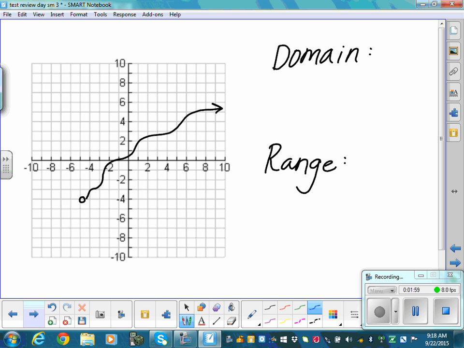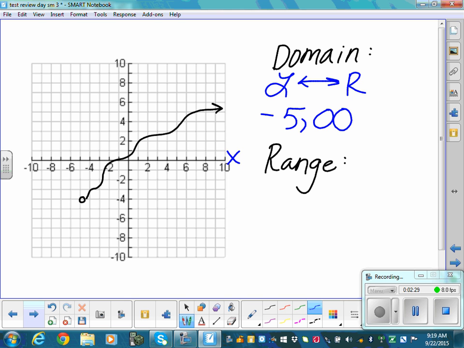Awesome. Domain and range. You will see this on the test, guys. So domain is left and right. We're talking on the x-axis. Where's our function growing on the x-axis? Where does it start? Where is it growing to? Now we're talking left and right, not up and down. So left and right, where does that function start? At what value on the x-axis? -5. And it's growing that way to positive infinity because of the arrow.